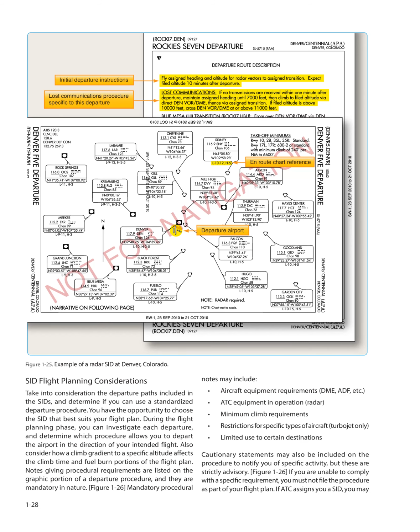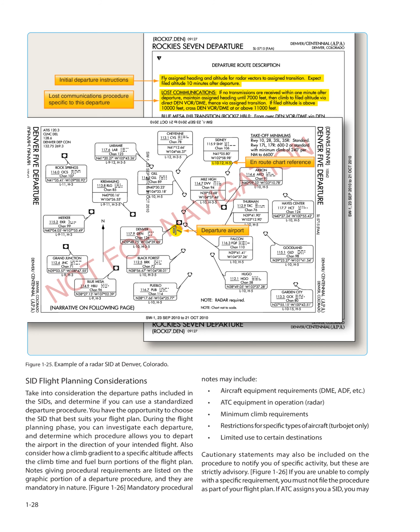SID flight planning considerations take into consideration the departure paths included in the SIDs, and determine if you can use a standardized departure procedure. You have the opportunity to choose the SID that best suits your flight plan. During the flight planning phase, you can investigate each departure, and determine which procedure allows you to depart the airport in the direction of your intended flight. Also consider how a climb gradient to a specific altitude affects the climb time and fuel burn portions of the flight plan.